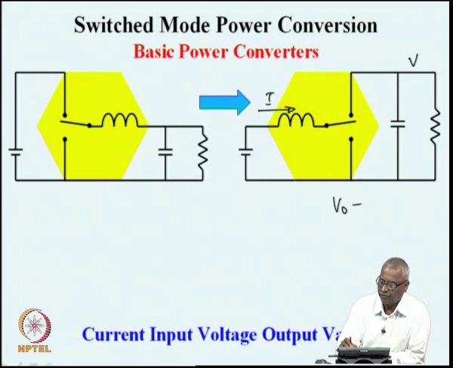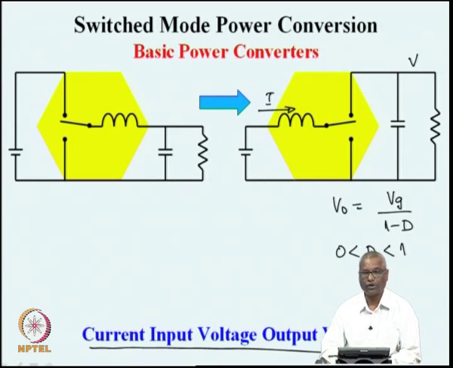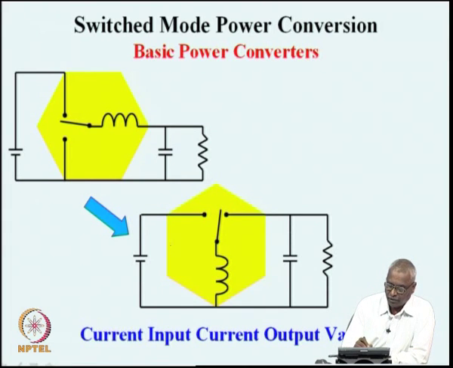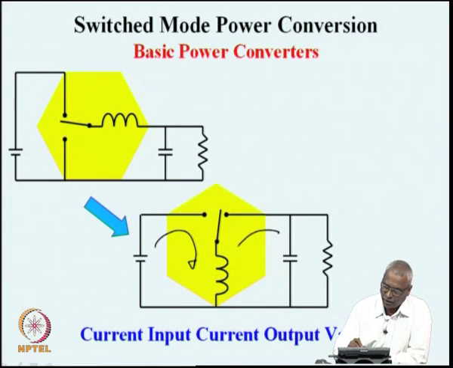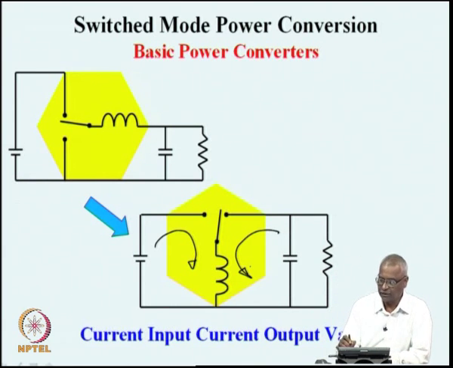In this converter, V naught is V g divided by 1 minus D, where D is varying in the ratio of 0 to 1, and this converter was boosting the input voltage. The input current is stiff and output voltage is stiff, and we could call this a current input and voltage output variant. The third variant that we are going to see today is the current input and current output variant, where the input current and the output current are both stiff on account of the inductor which is getting charged from the source and discharging into the load. And this converter is called the flyback power converter.